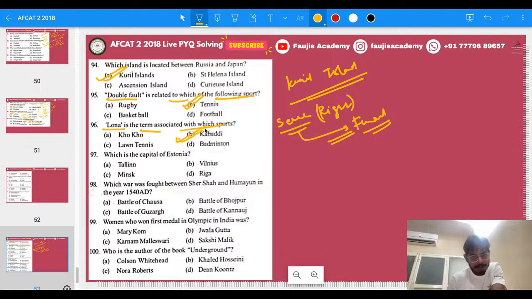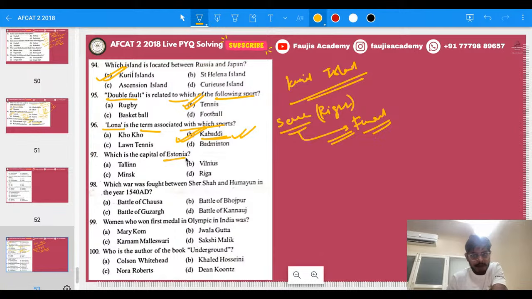Lona is the term associated with the game of kabaddi, wherein the team which is awarded with Lona gets a good amount of points. Yes, lawn tennis, that's correct for question number 95.